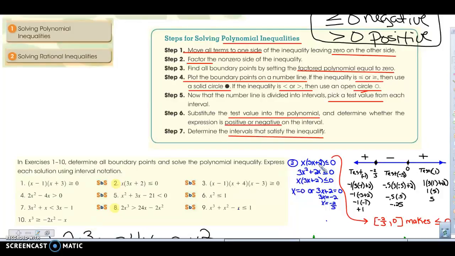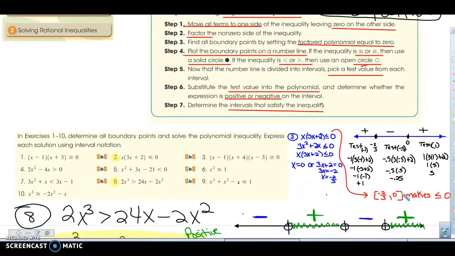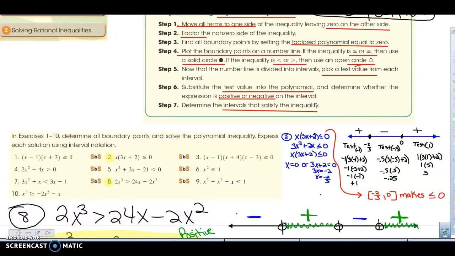Looking back at the original problem again, remember it was less than or equal to 0. So we were looking for things that would make the problem negative. And that would be this interval of numbers here. So we're going to express our answer in interval notation. Because the closed dots indicate the endpoints are included, we put a bracket, negative 2/3 to 0, bracket. These values make the original problem negative, less than or equal to 0.